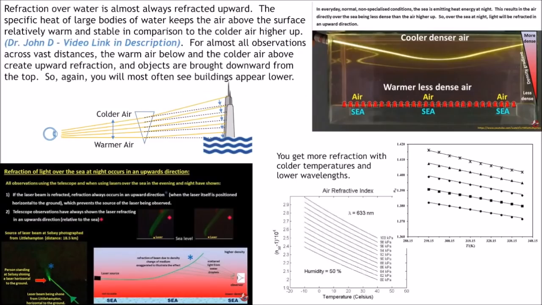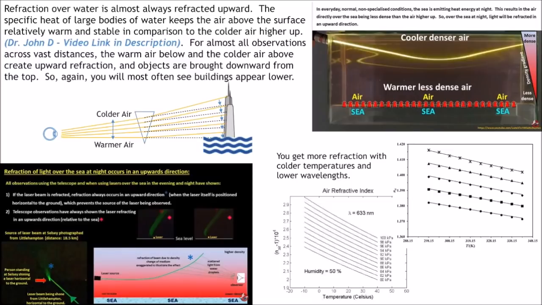But keep in mind, refraction over water is almost always refracted upward. The specific heat of large bodies of water keep the air above the surface relatively warm and stable in comparison to the colder air higher up. But again, video link in the description. So for almost all observations across vast distances, the warm air below and the colder air above create upward refraction of an object, and the objects are brought downward from the top. So again, you will most often see buildings appear lower than they actually are.